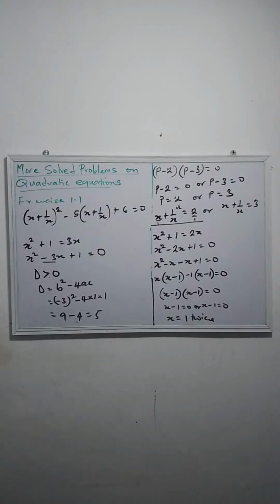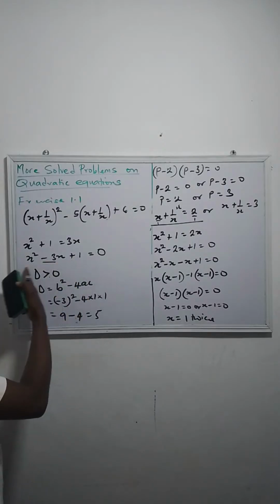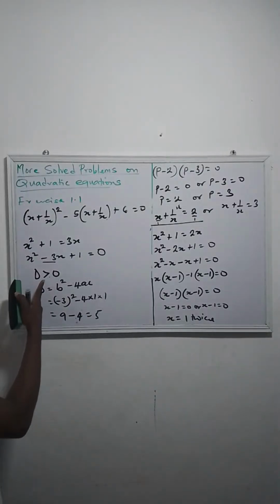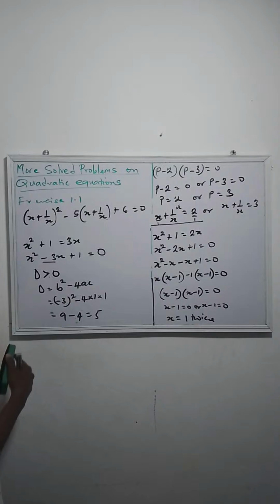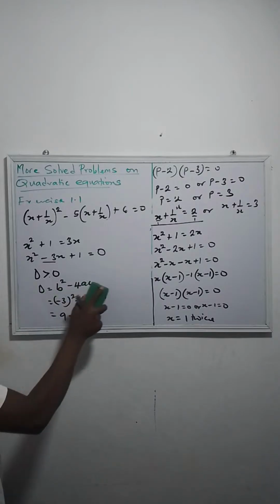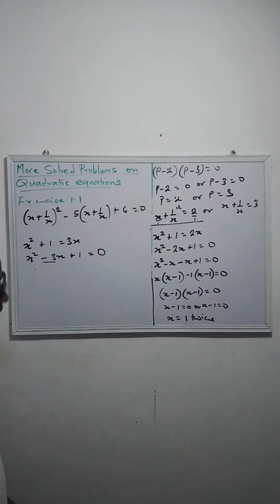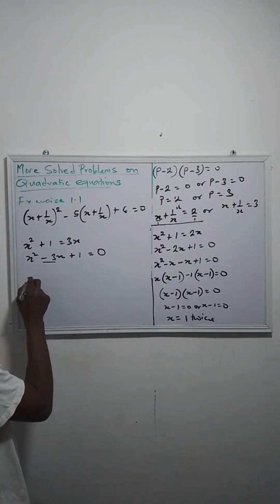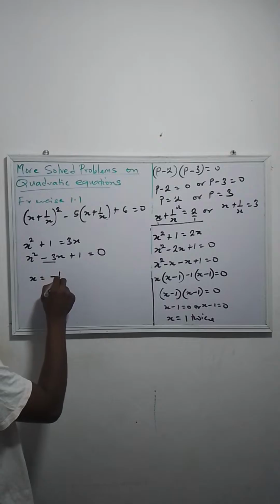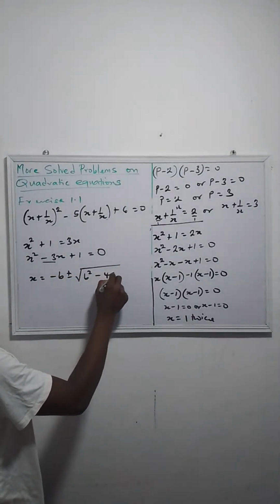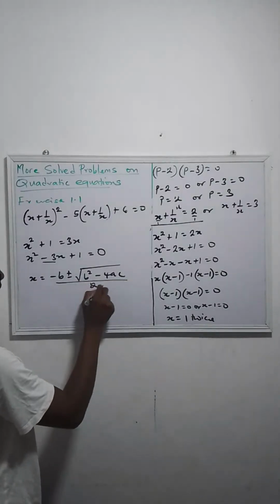Now let's do that. This was just to verify whether this equation is solvable or not. As you can see, it's solvable because the discriminant is greater than 0. So let's plug in the values. x equals negative b plus or minus the square root of b squared minus 4ac, all over 2a.